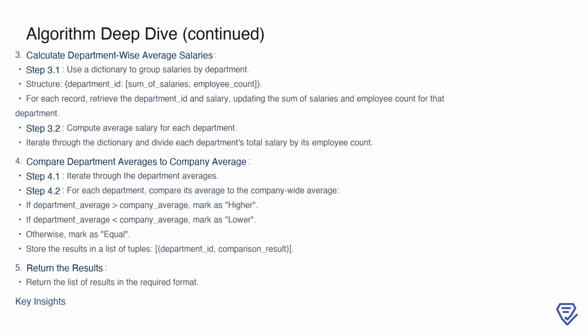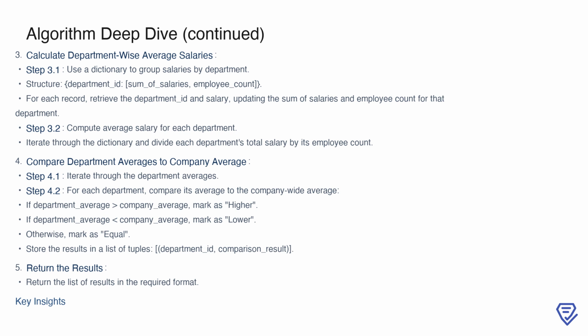Now that we have the company-wide average, the next step involves computing the average salary for each department. To do this, we use a dictionary to group salaries by department. The dictionary is structured with department IDs as keys and their corresponding sum of salaries and employee counts as values. For each record, we retrieve the department ID and salary, then update the department's total salary and employee count in the dictionary. Once the data is aggregated, we calculate the average salary for each department by dividing its total salary by its employee count.